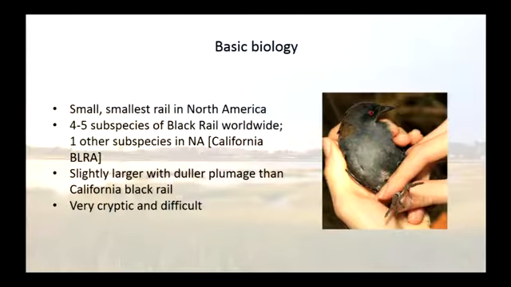This one is slightly larger with duller plumage than the California black rail, but you're probably never going to see one because they're so elusive. You can hear them in the marshes if you go out at night and you play the right callback, but you're probably not going to see one. I follow somebody on Twitter, Arielle Fournier, and she's a rail biologist, and she did her whole PhD on rails, and she finally saw her first one just last week, and there's a picture of her crying, holding this bird.